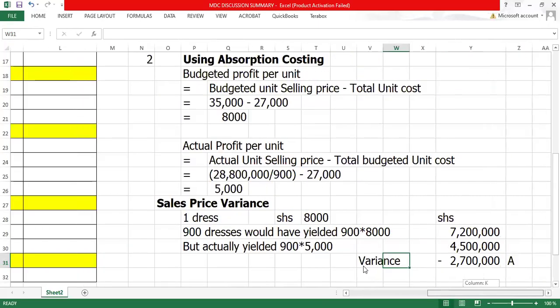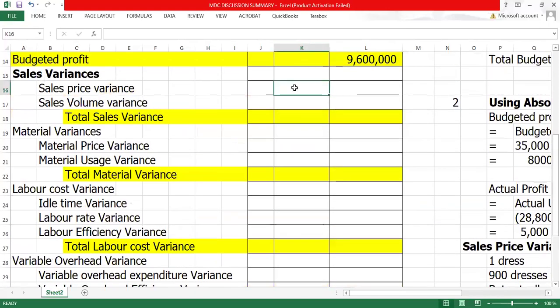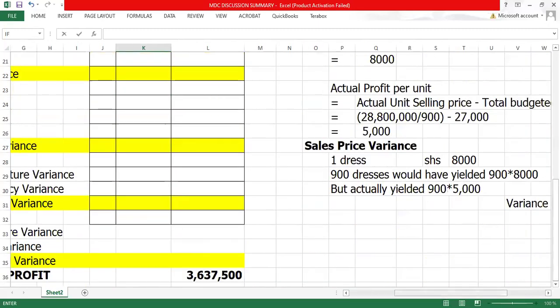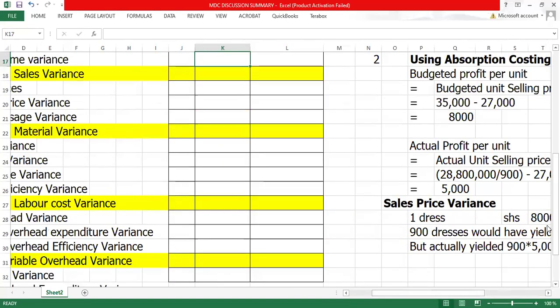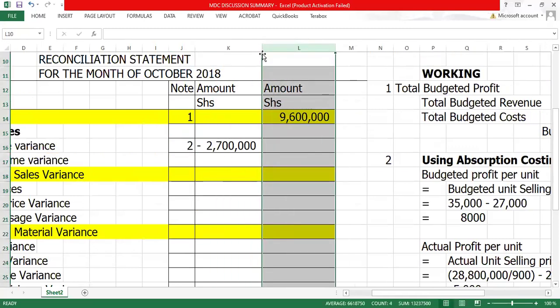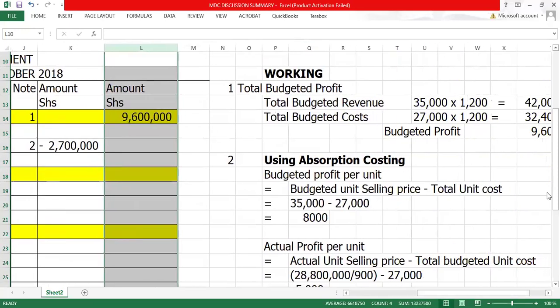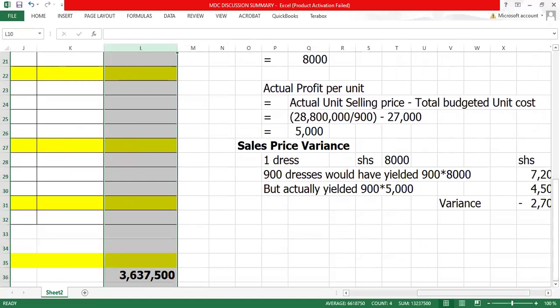I bring it here. Sales price variance, I put it here. This was working number 1, and this is working number 2. Guys, don't keep quiet where you are not understanding. Okay, so we are done with that sales price variance.